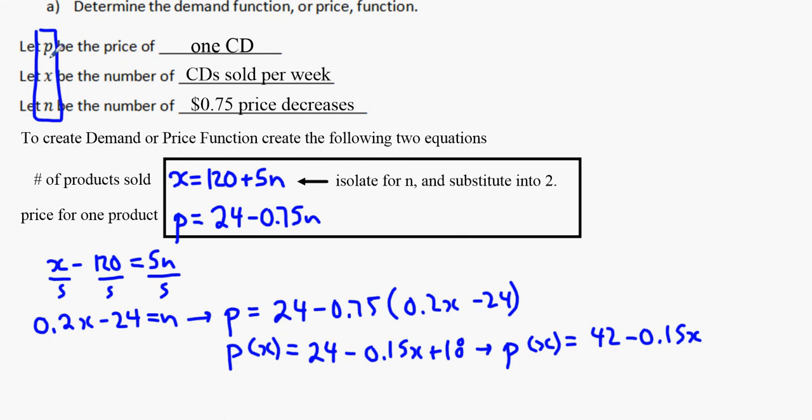We create a P, an X, and an N. We've got 3 variables, 2 equations. So what we're going to do is isolate for N in our product sold, and substitute that into our price per 1 unit. All right, I'm going to stop here, and then we will continue in the next video.